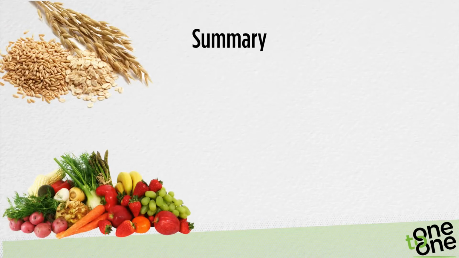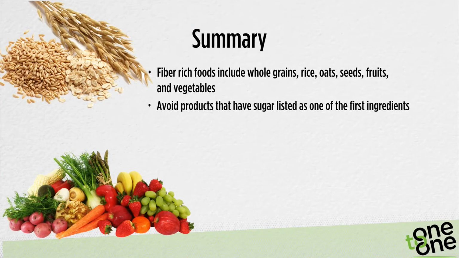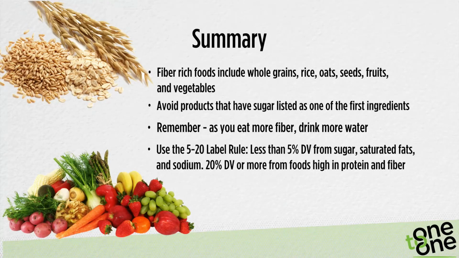So in summary, fiber-rich foods include whole grains, rice, oats, seeds, fruits, and vegetables. In general, avoid products with any of the first 3 ingredients listed as sugar. Drink more water as you eat more fiber. Remember the 5-20 label rule. Choose sugar, saturated fats, and sodium that have percent daily value that is 5% or less, and eat foods with protein and dietary fiber that have 20% or more of percent daily value.